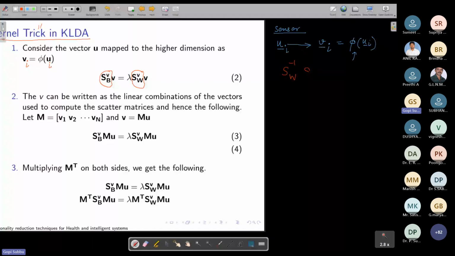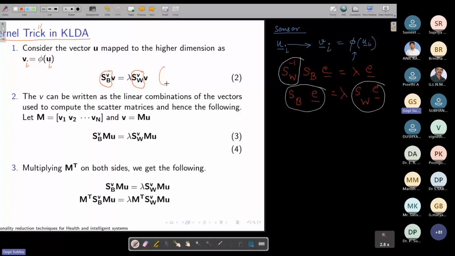This is what LDA basis. This can also be written in this form, SB e equal to lambda times SW e, right? So this can also be written in this form, keeping this SW inverse to the right side so that you get SW e here and SB e here. That's what exactly it is written here. This is nothing but LDA, nothing more than that. This is LDA, LDA in higher dimension space.